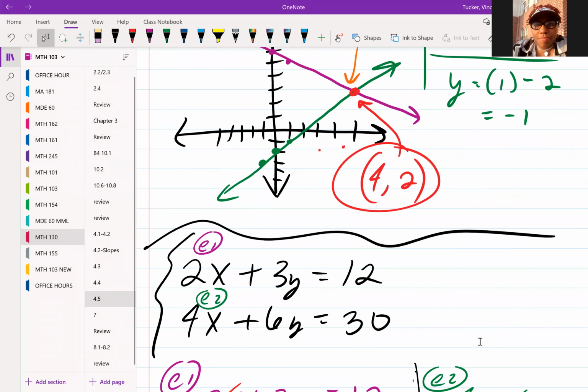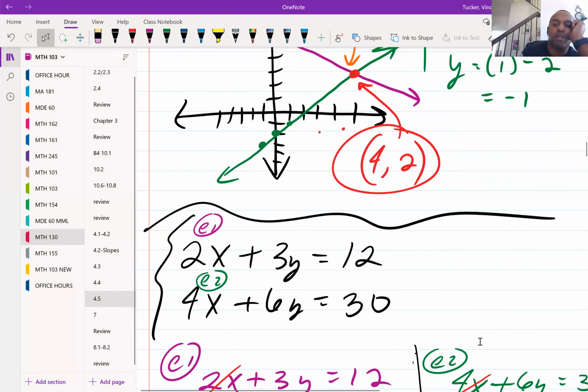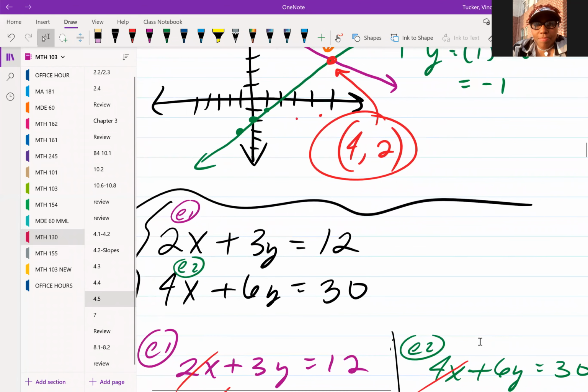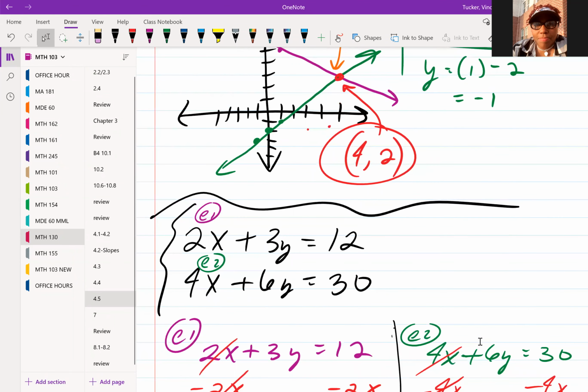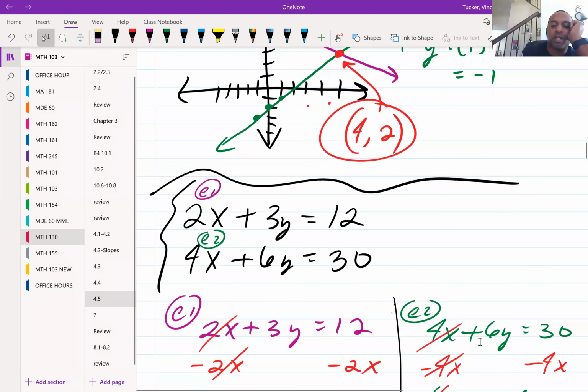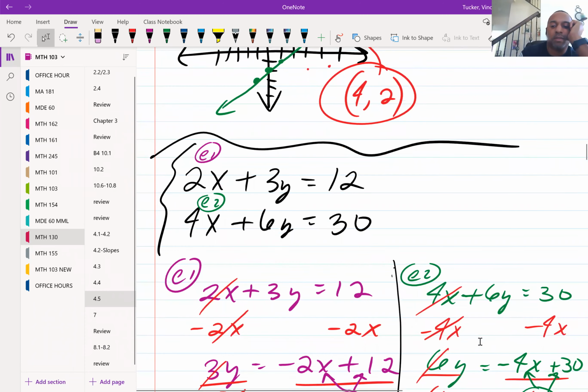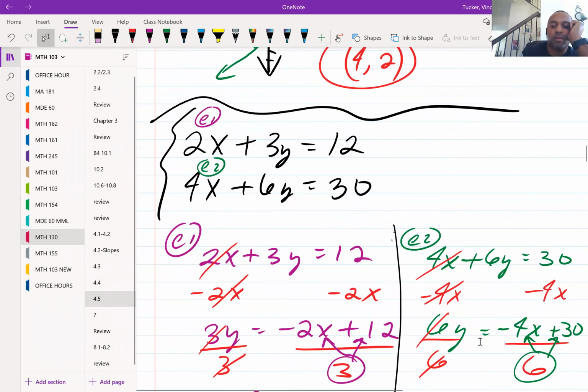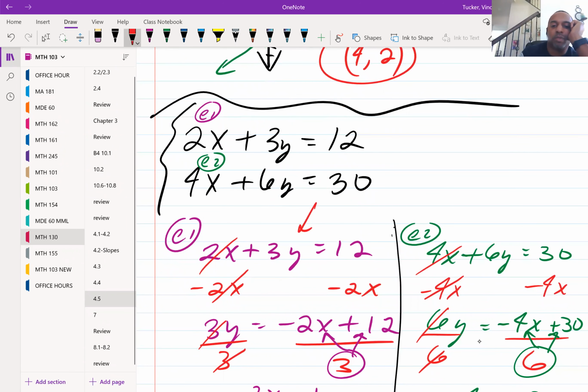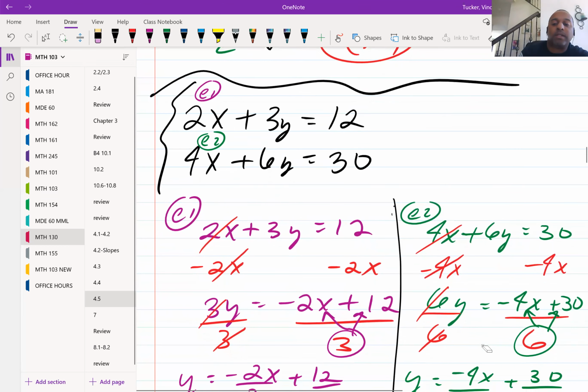Okay, so here we have 2x plus 3y equal to 12, 4x plus 6y equal to 30. And so in both cases, I solve my equation for y. Equation 1 over here, equation 2 over here. So in the first one, I subtract 2x from both sides. So the whole 2x will be on the right. That cancels out on the left, leaving me with 3y equal to 12 minus 2x.